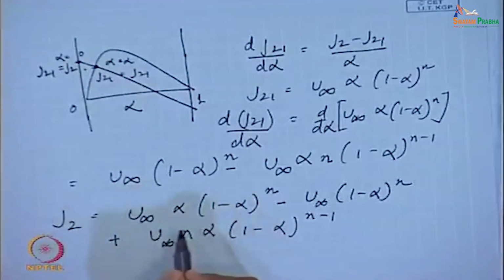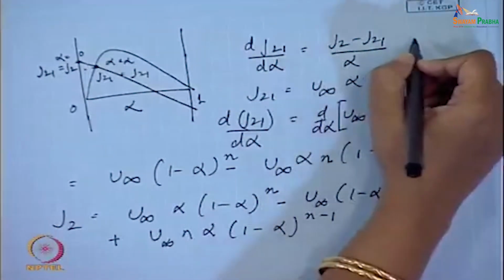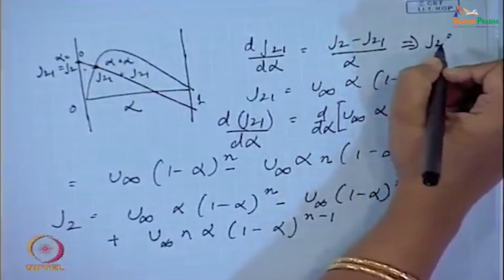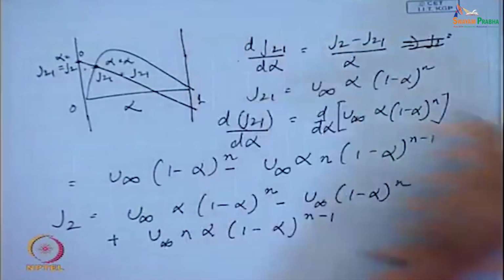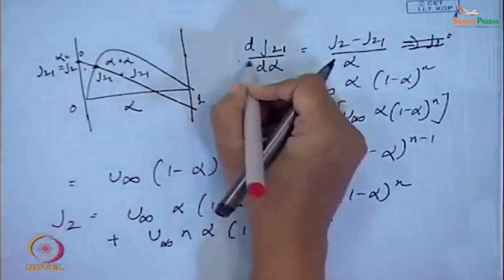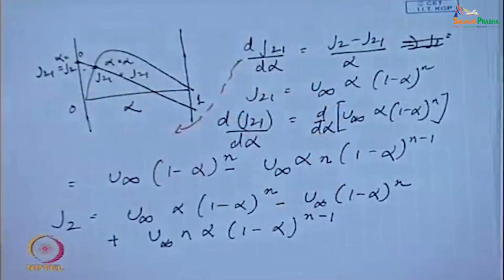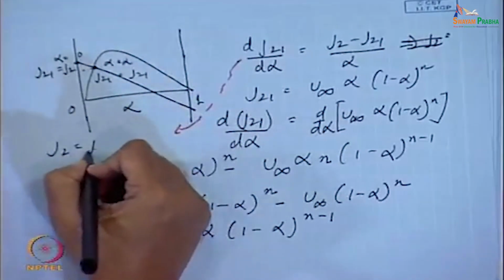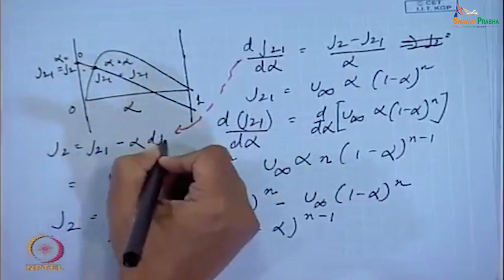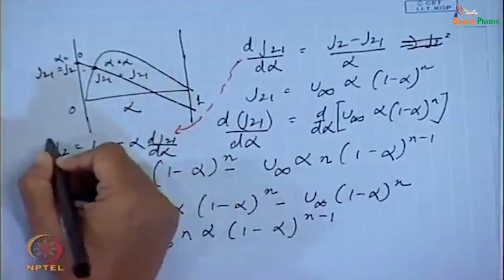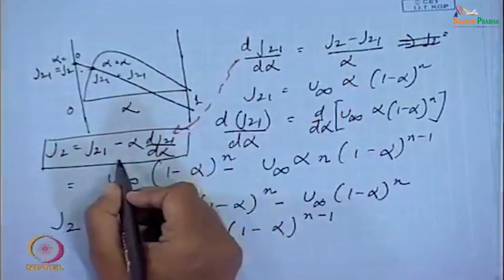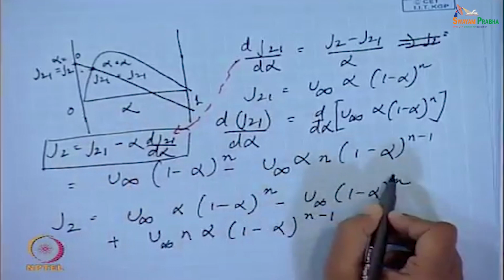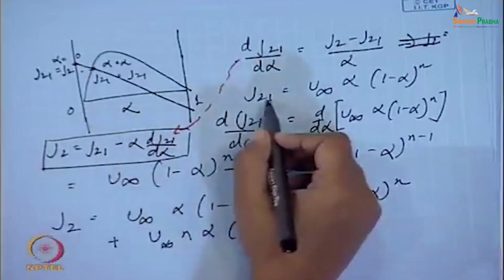This should come as J2, because from this particular equation we know J2 equals, probably you cannot see it here. From this particular equation, we know that J2 equals J21 minus alpha dJ21 d alpha, is it not? From this equation we know this. Now, dJ21 d alpha I have already found out, J21 I know already.